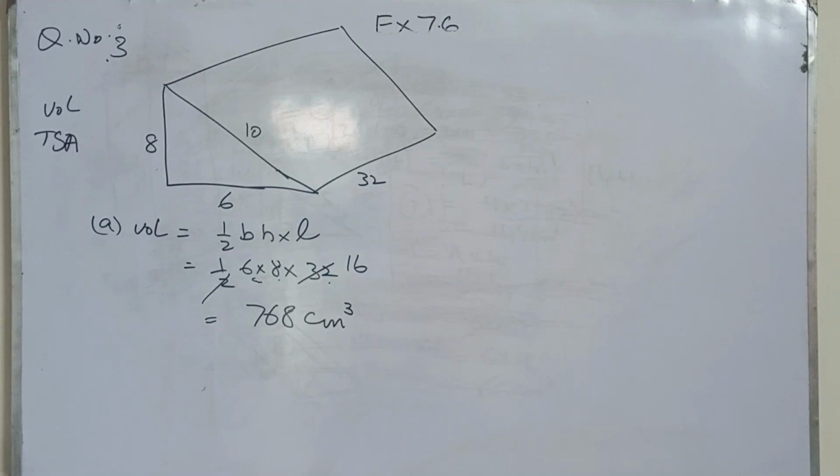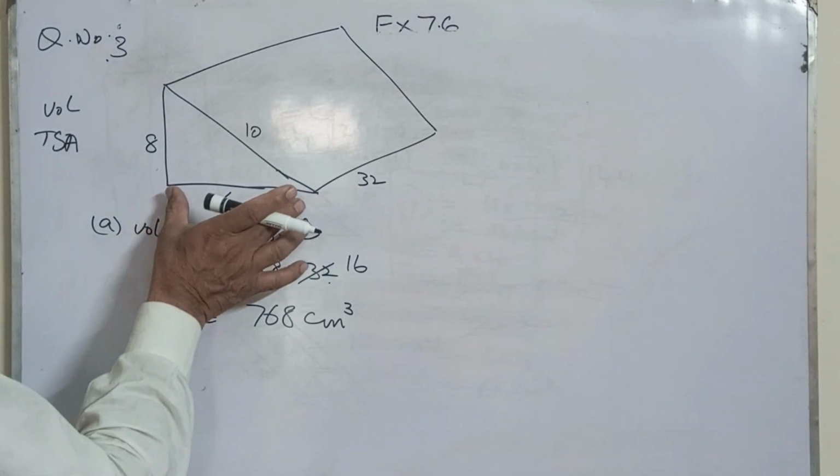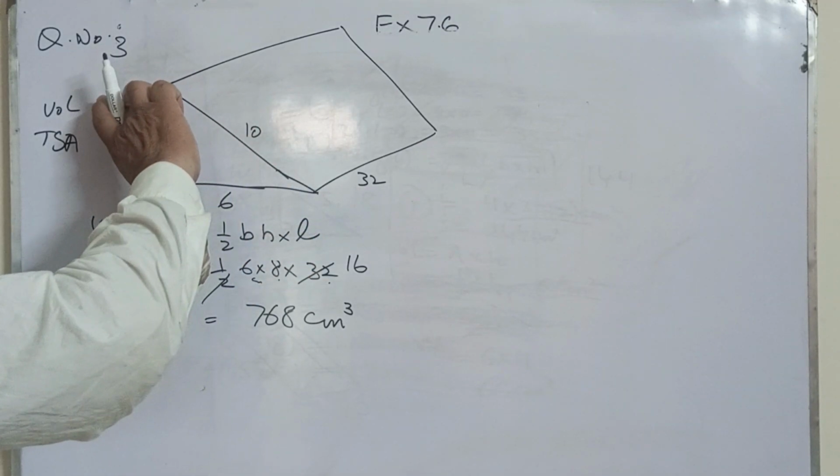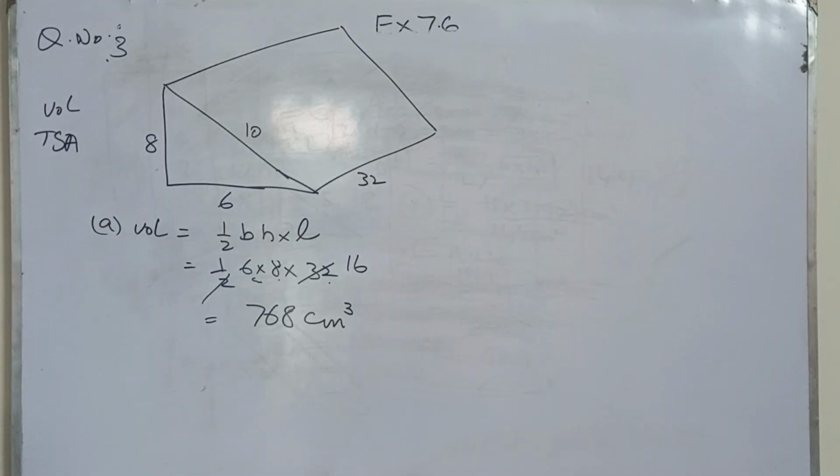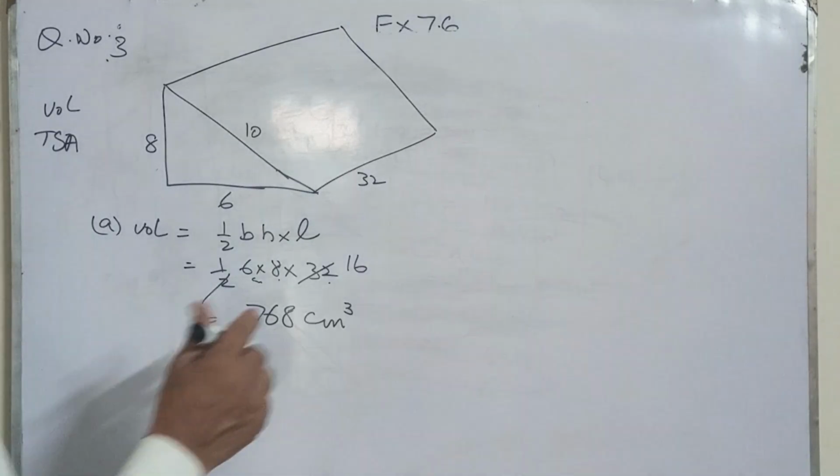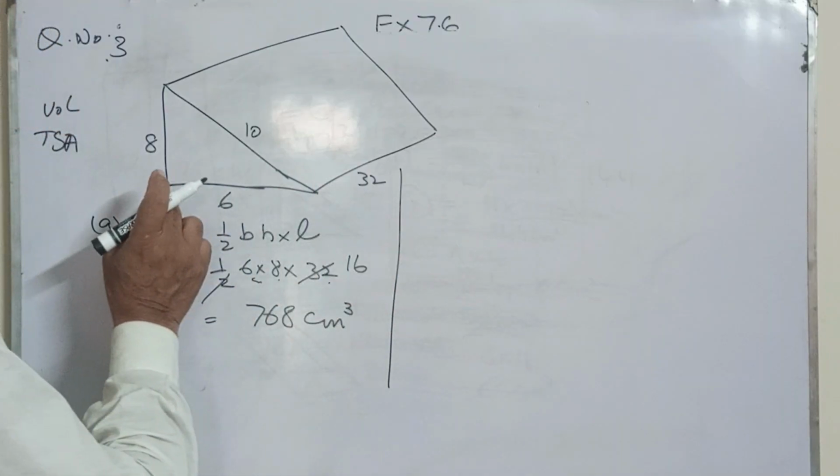Now about the total surface area. Now the total surface area will be 2 figures again of each kind. So there are 2 triangles.